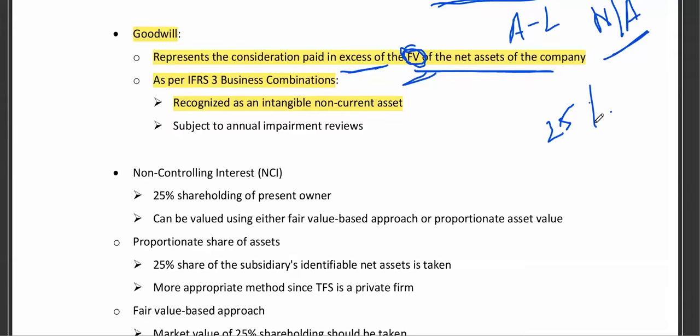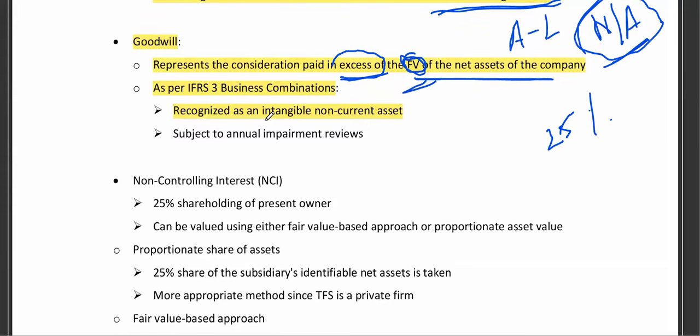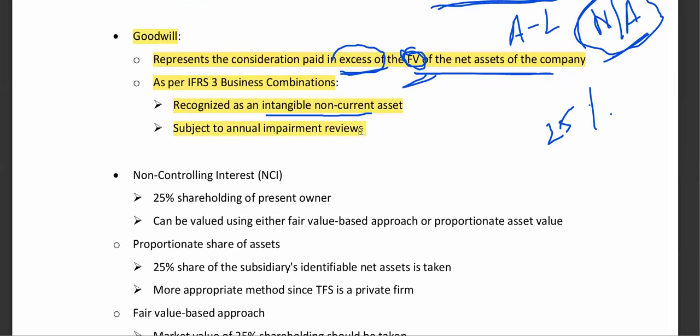So after we identify the excess that we have paid over the market value of the net assets, or the fair value of the net assets, we will recognize that excess value as goodwill, an intangible non-current asset, in the consolidated statement of financial position. And remember, at each reporting date, we would have to carry out an impairment review to assess whether this goodwill that we have recognized has impaired due to some event.